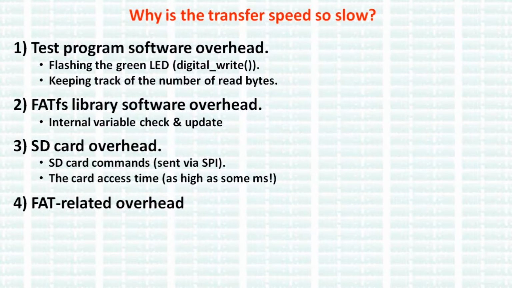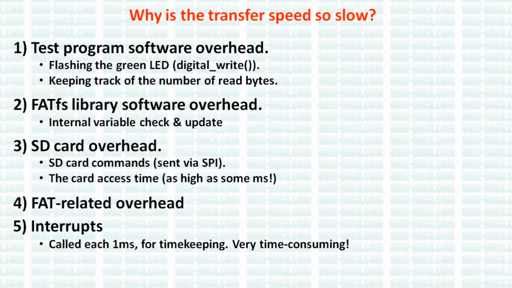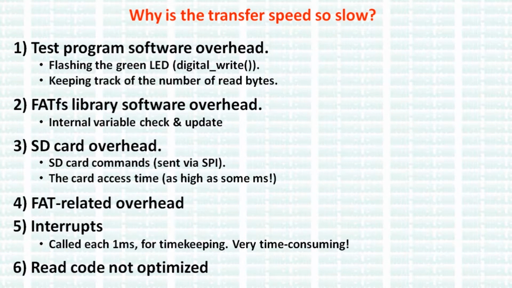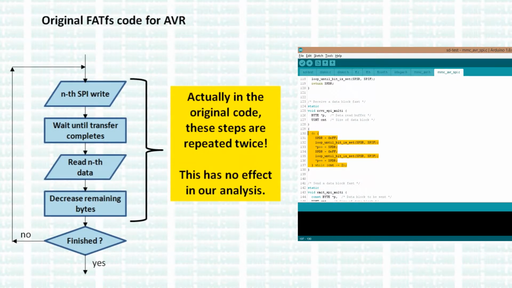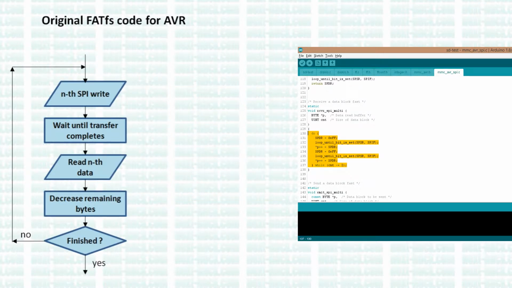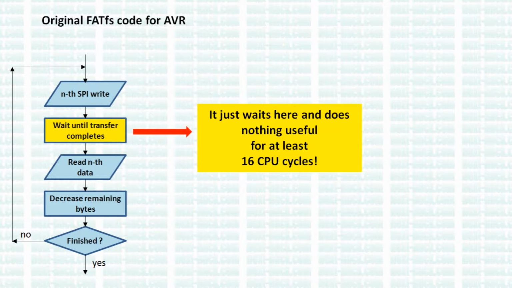The next issue is represented by the interrupts, which are called each millisecond to measure the elapsed time. Another performance loss cause is the SPI Read code, which was not optimized in the FAT-FS library for AVR microcontrollers. Let's analyze the original algorithm on the FAT-FS example. We write to the SPI bus, we wait until the transmission completes, and then we read what the SD has sent out. The problem is here. After we write to the SPI, we just do nothing useful for more than 16 CPU clock cycles. That's a lot of wasted time.